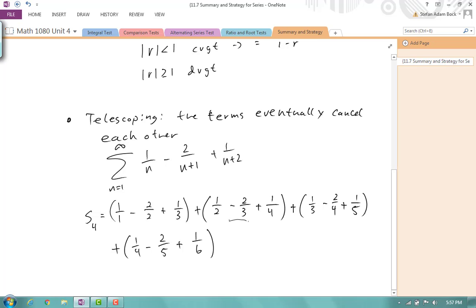Let's look at this 2/3 minus 2/3 here, for example. This cancels with the 1/3 at the end of the first term and the 1/3 at the beginning of the third term. Similarly, this minus 2/4 cancels with the end of the second term and with the beginning of the fourth term. So this is a telescoping series which has a more complicated cancellation, but we'll see here, if I added on the fifth term here, then this and the beginning of the fifth term would cancel as well.